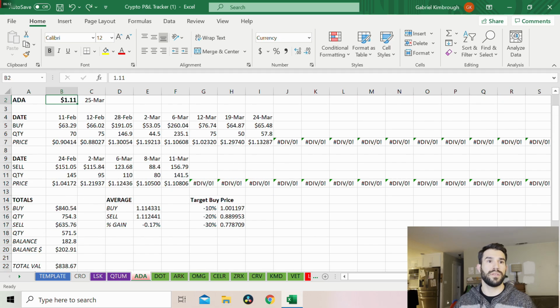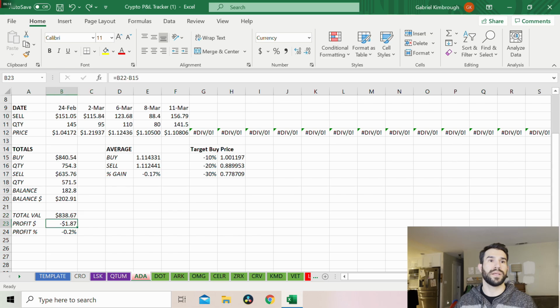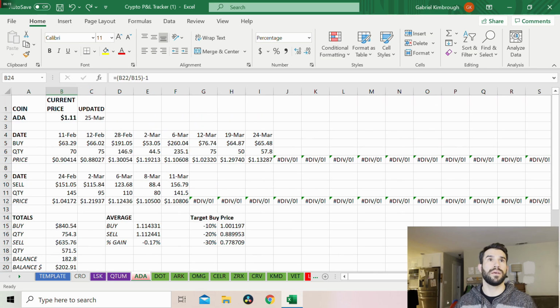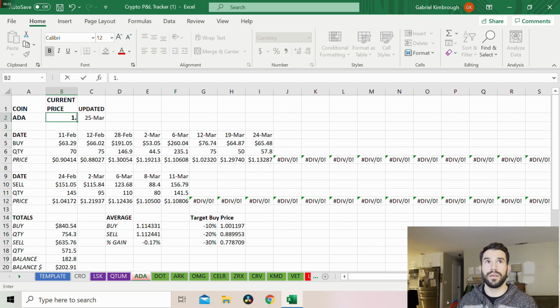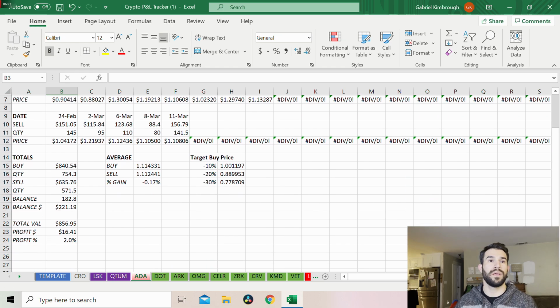So you can see as of yesterday, I was at a slight loss, and with the updated price today, I'm going to change this so I know that I updated it. I'm at a slight profit, 2%, nothing crazy. Now, this might be kind of confusing. I wanted to know what my total value is as far as my total purchases. So I've bought and sold quite a bit, so that's why it's at 856 here, but actually my balance is 221. So this is sort of a more important number here, and profit there.